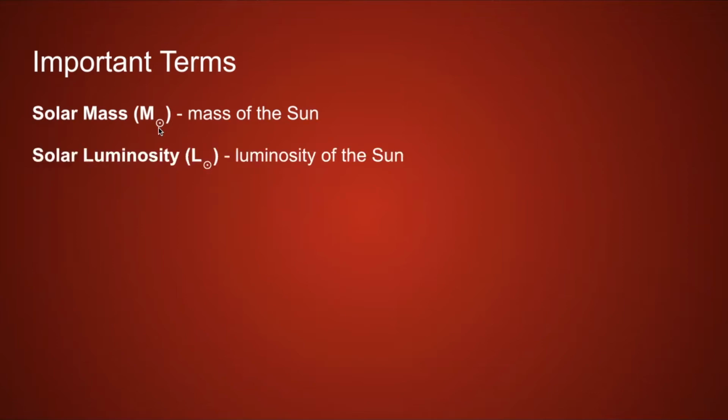I want to start by going over some important terms or concepts for understanding stellar evolution. To start, you might hear me mention solar mass a lot, or see this symbol. This simply means the mass of the sun. Other objects in space are often measured in comparison to the sun. This circular symbol here signifies the sun, so you might see it like this. This will just refer to the luminosity of the sun, or in other words, solar luminosity.